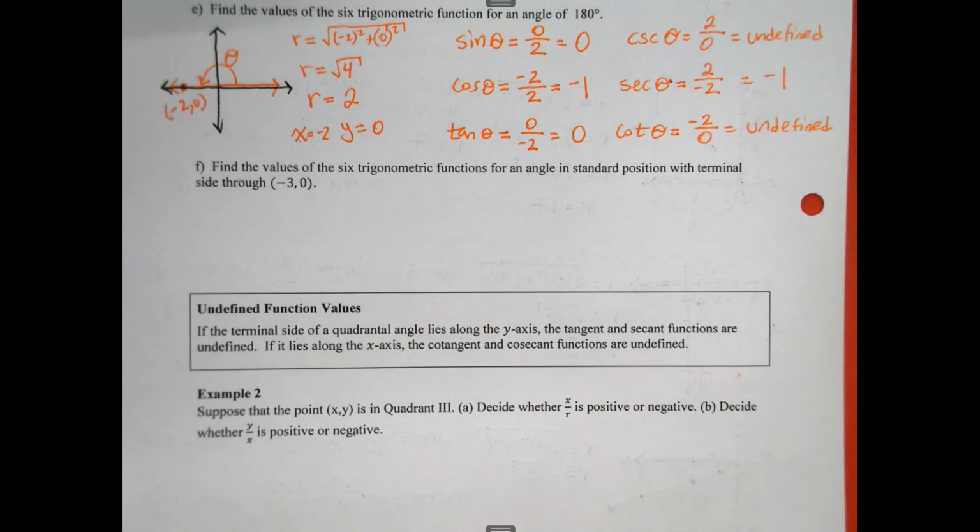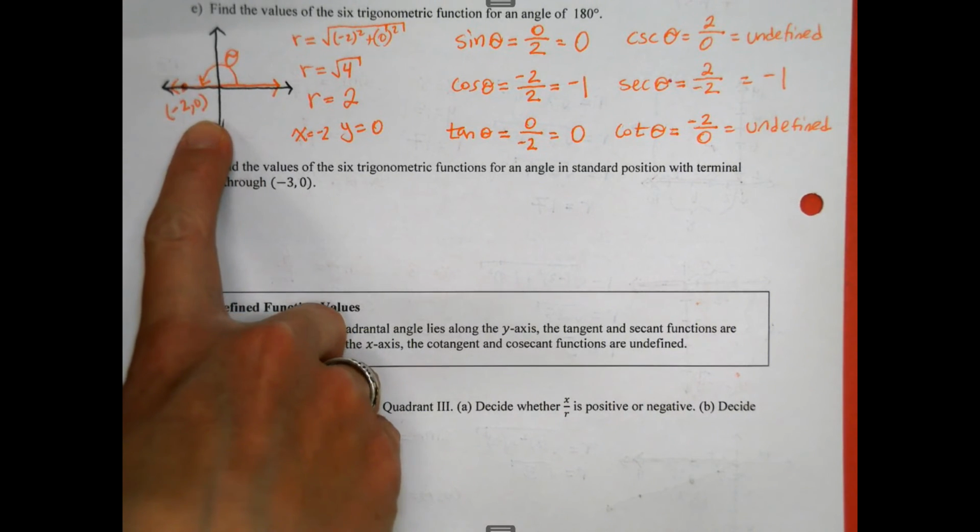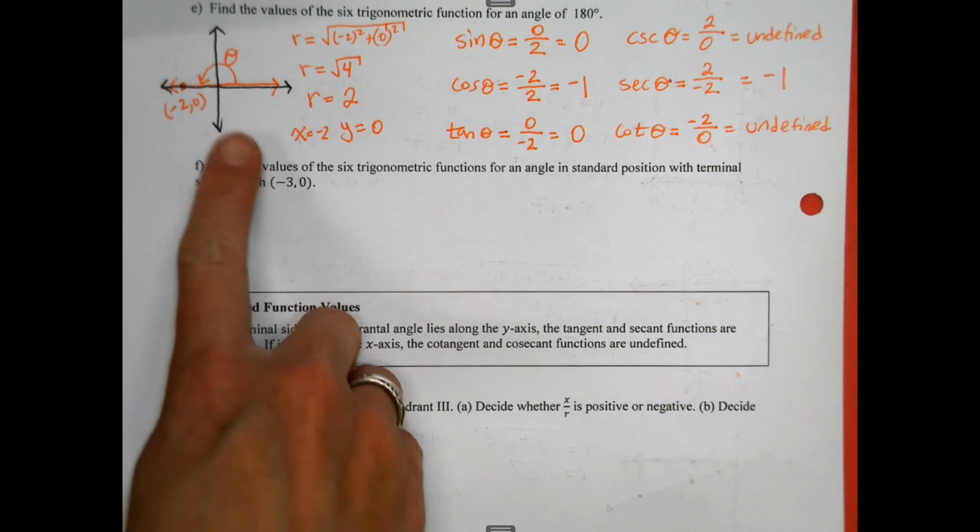F is very similar. The only thing is that now we're going through negative 3, 0. It's essentially what we did here. We just change our x from negative 2 to negative 3.